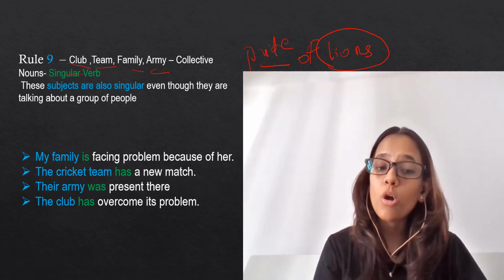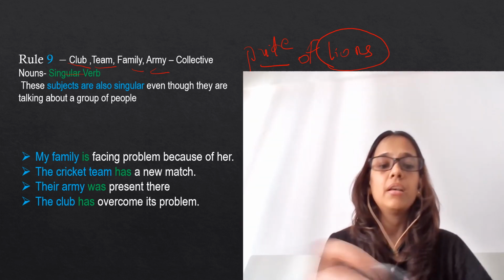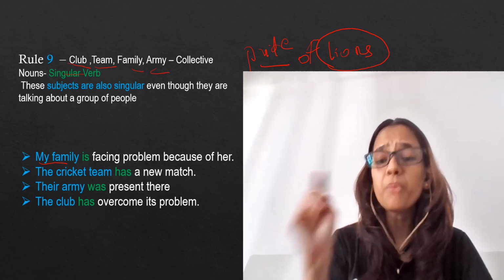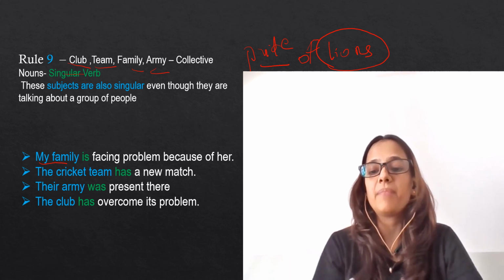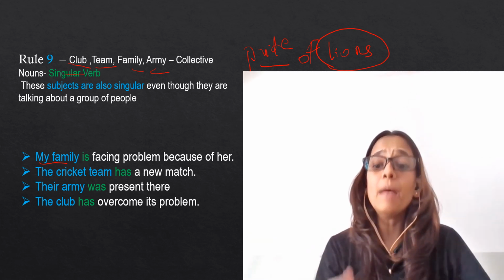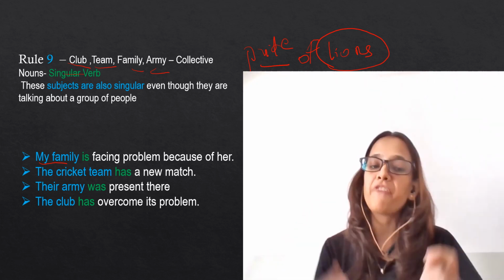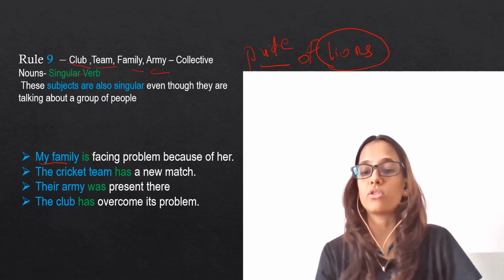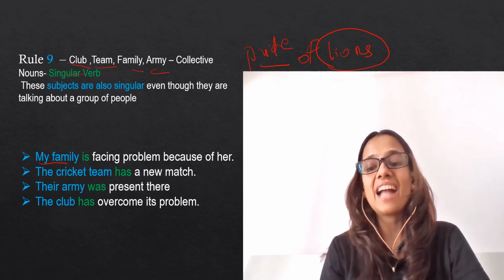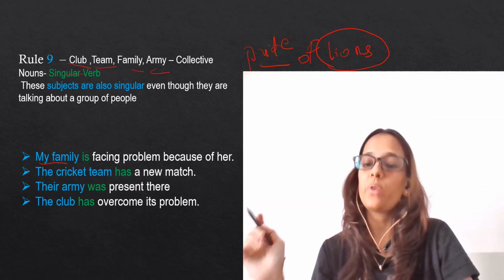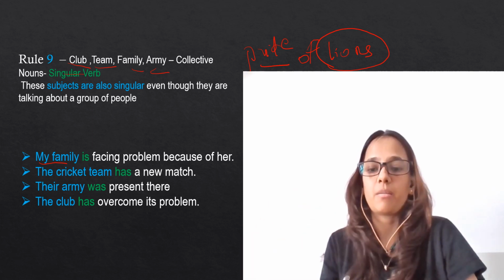These subjects are also singular even though they're talking about a group of people. For example, my family is facing problem because of her. This family might be having 2 members, 3 members, but I'm talking as a collective noun over here, and that is the reason I will use singular verb. My family is facing problem because of her. The cricket team has a new match. You never say that India are playing a game. You never say that, right? You say Indian cricket team is playing a game.